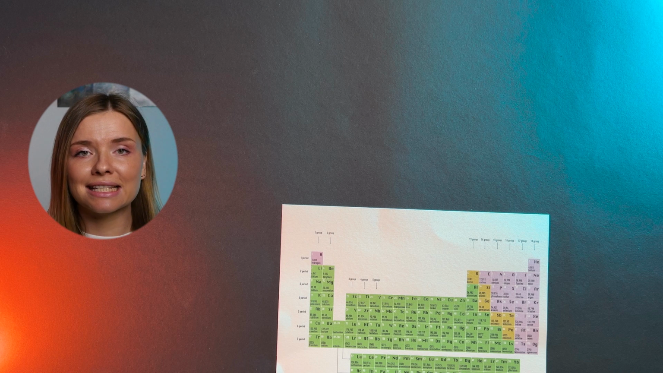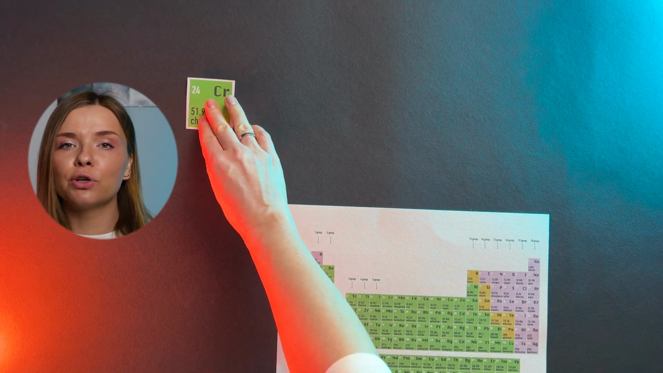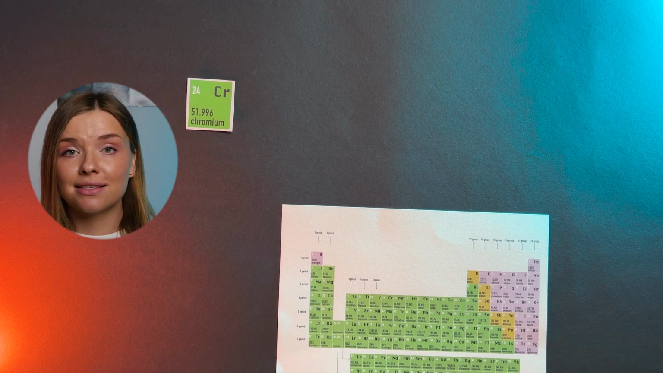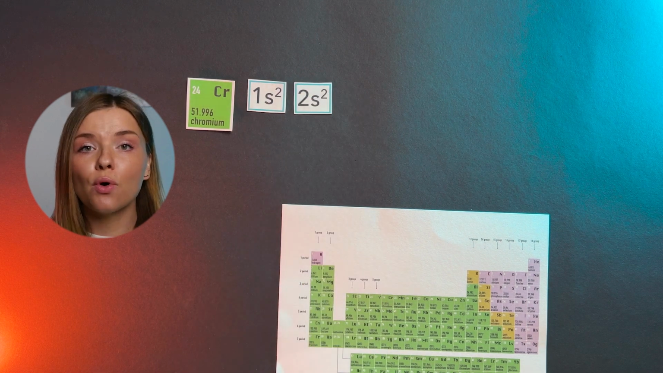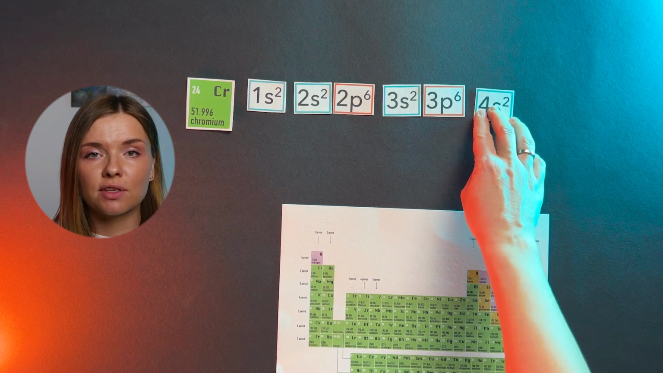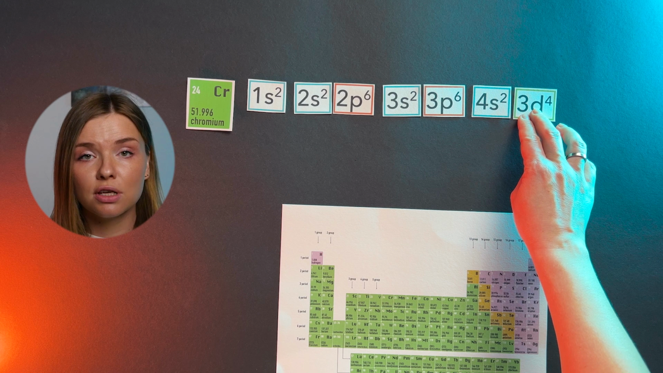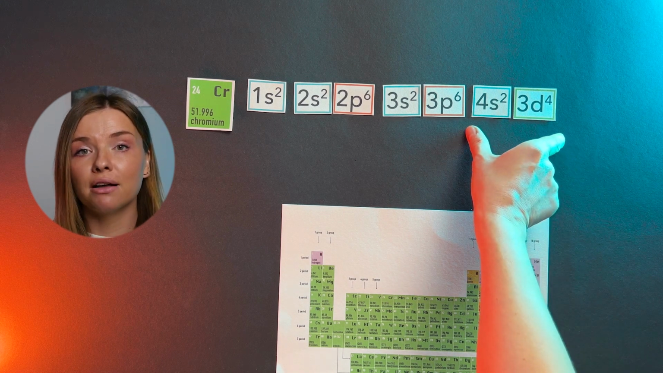Now about exceptions. In the d block of elements, the 4th and 9th elements have a special configuration. In the fourth period, these elements are chromium and copper. Initially, the electron configuration of chromium is the same as that for iron. That is 1s2, 2s2, 2p6, 3s2, 3p6, 4s2. And then we should add 3d electrons on the third level. But there is a twist.